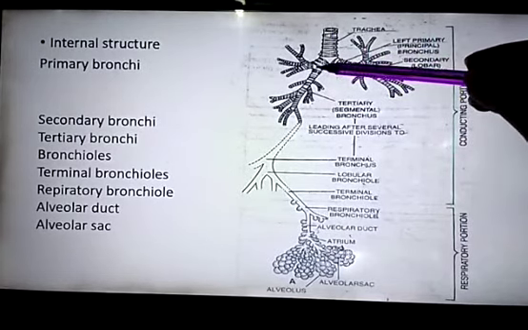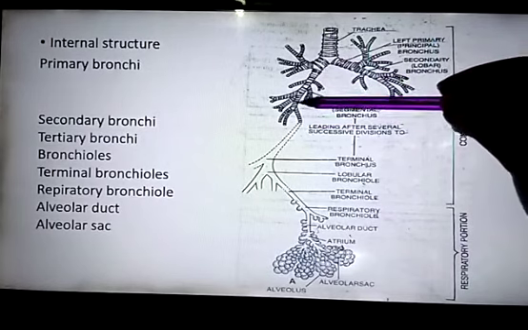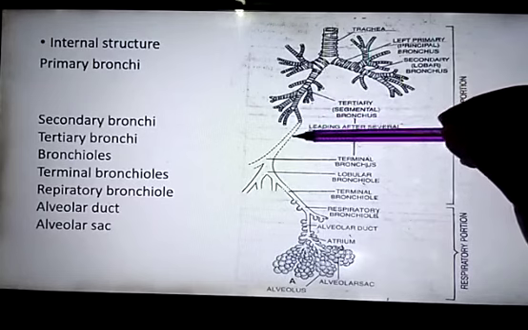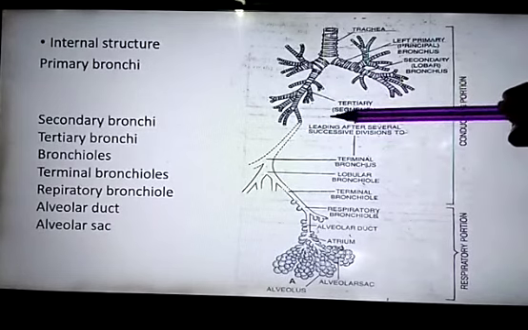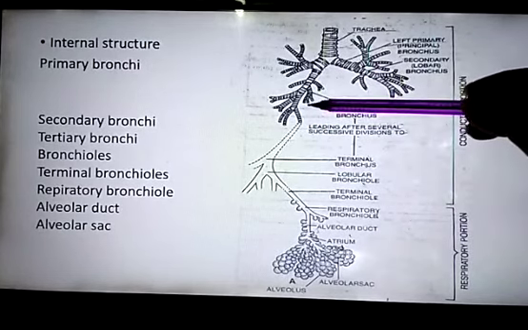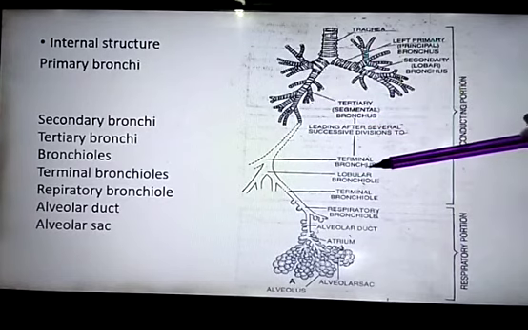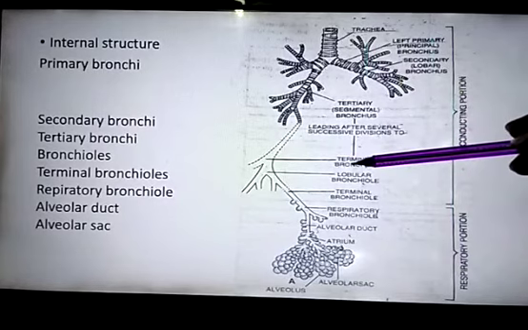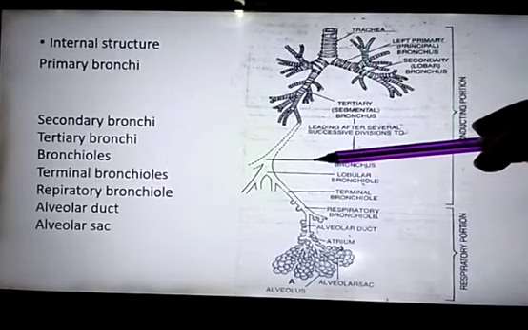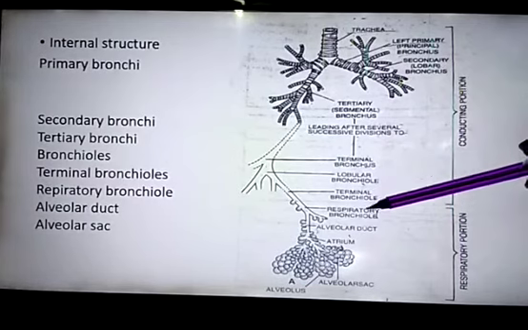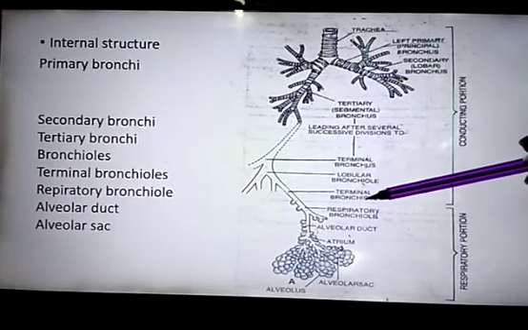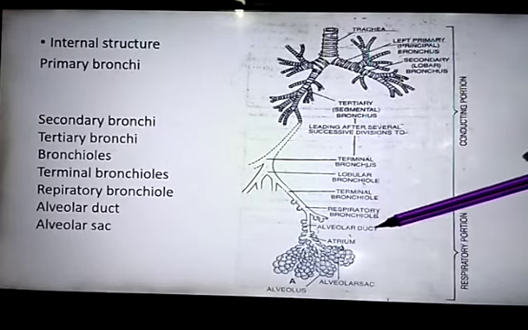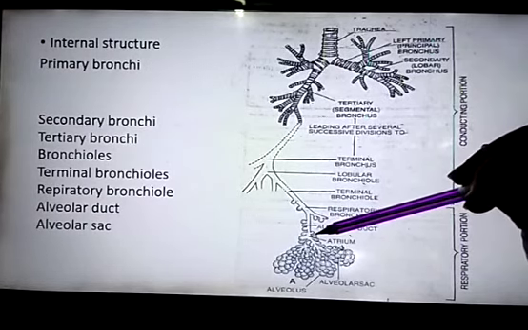You can see in the diagram, up to initial bronchiole, all of them have the cartilage ring. Later on, cartilage rings disappear in the bronchiole. Next, initial bronchiole subdivide to form terminal bronchiole. As they go deeper into the lung, terminal bronchiole subdivide into respiratory bronchiole, which open into alveolar duct.